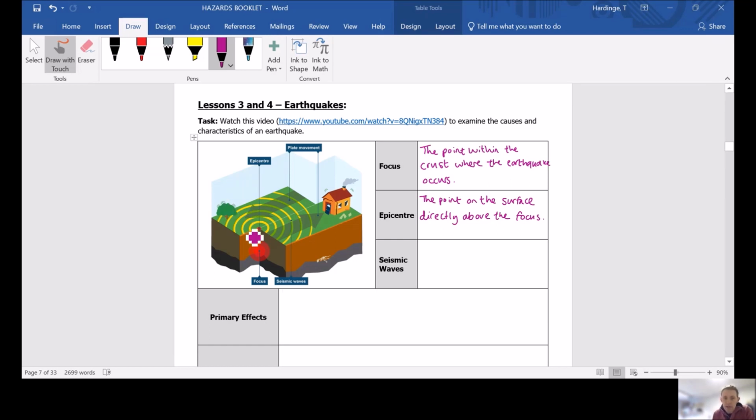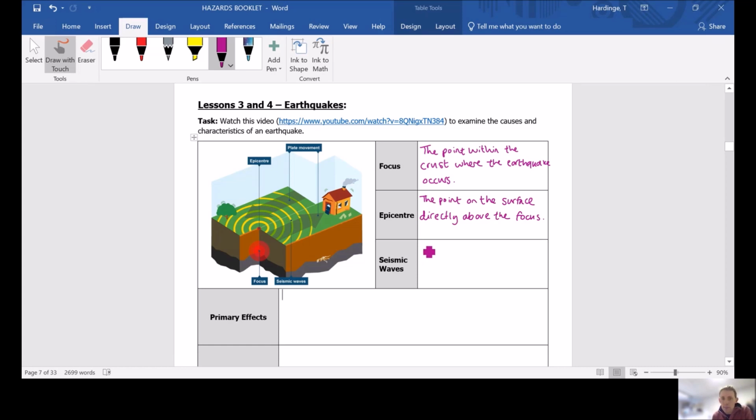The seismic waves are the circles that you can see here, rippling out in all directions from the focus and the epicenter. Okay, the seismic waves are carrying the energy released by the earthquake. So let's add a definition of those into our booklets as well.